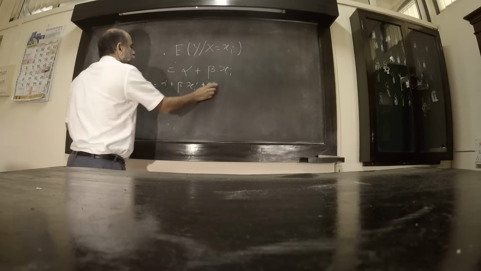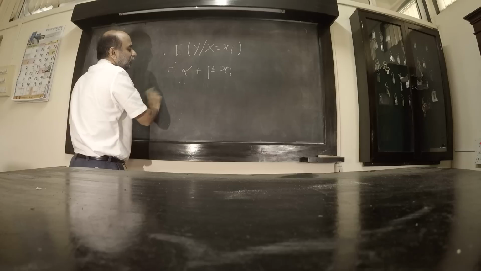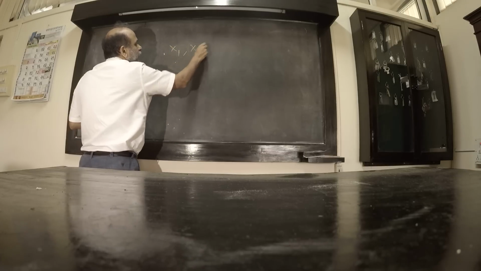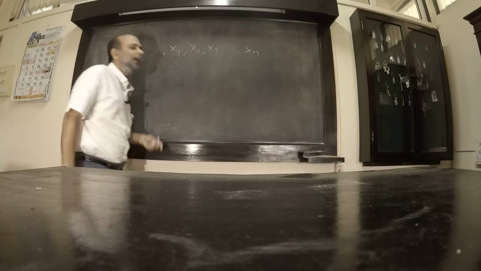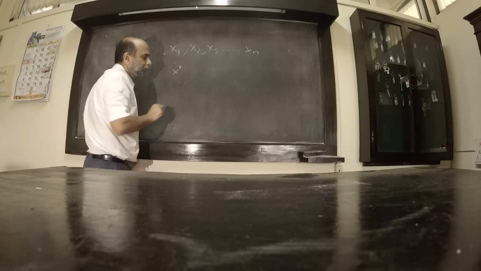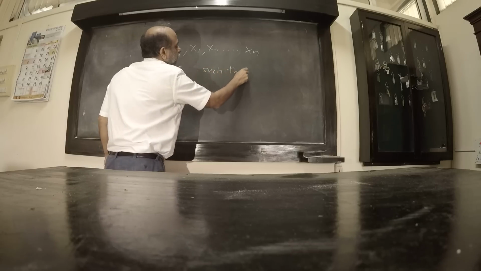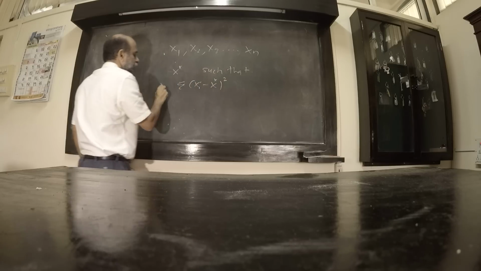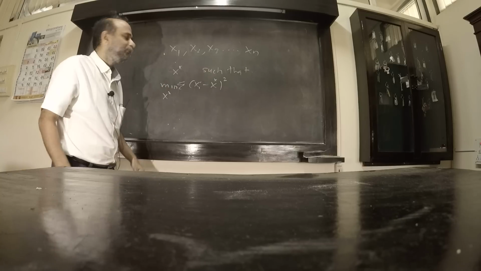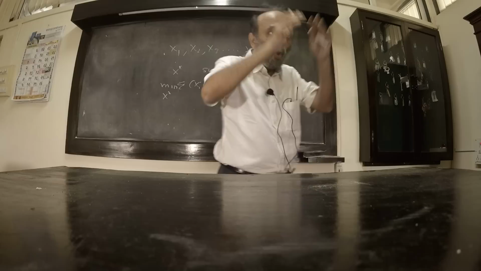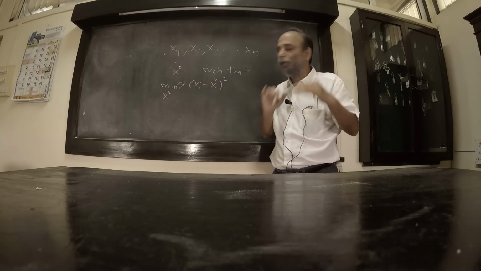Let us first start with the problem of minimizing the sum of squares. Let me point you to an interesting fact. Suppose x1, x2, x3, up to xn are some numbers, and I want to find a number x star such that the summation of (xi minus x star) squared is minimized. Right? So what are we trying to do? We are trying to find a value x star such that the distance between all the observations and x star is as small as possible.